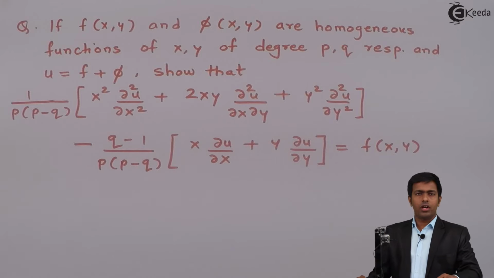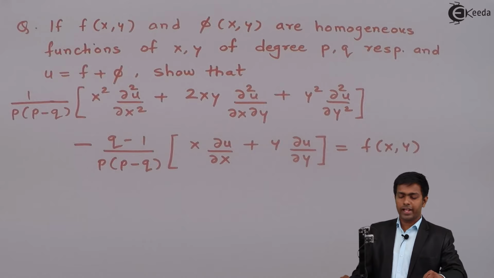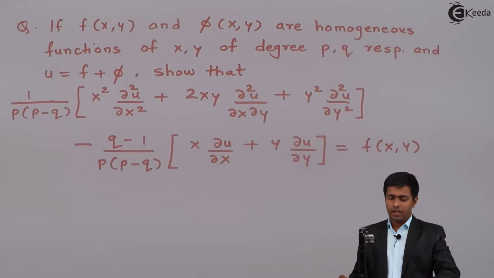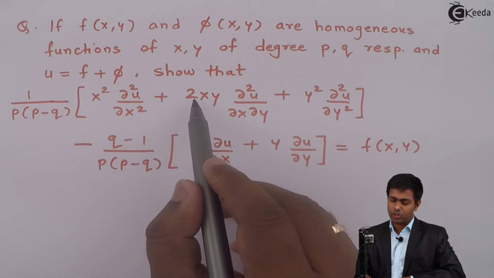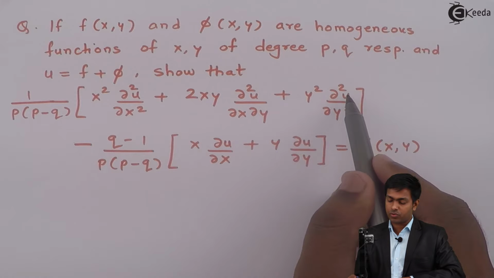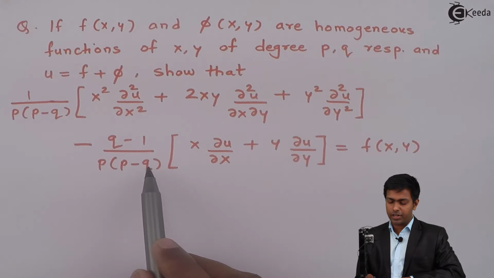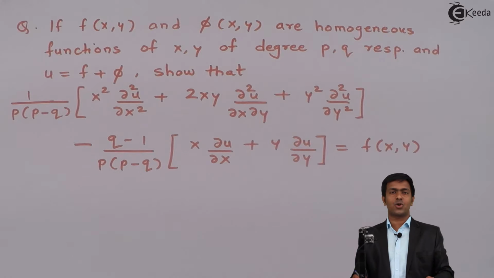Hello everyone. So here in this problem f of x comma y and phi of x comma y are homogeneous functions of x and y of degree p and q respectively, and u is given as f plus phi, and we have to show that 1 upon p minus q in bracket x square dou square u by dou x square plus 2xy dou square u by dou x dou y plus y square dou square u by dou y square bracket complete minus q minus 1 upon p minus q into x dou u by dou x plus y dou u by dou y bracket complete is equal to f of x comma y.